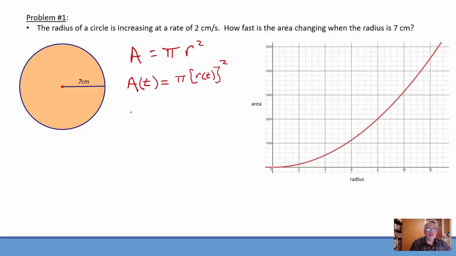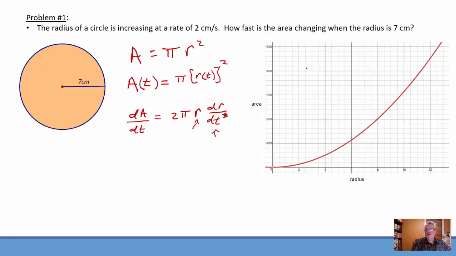All right, so let's do it. Let's find the derivative with respect to t. So the derivative of A would be dA/dt, and it equals 2 pi, it'd be r of t to the first power, so I'm just going to write r, times the derivative of the inside function, which is dr/dt. No t prime, just dr/dt. Okay, so this is a formula for calculating the rate of change of the area. And it depends on two things. It depends on r, and it depends on dr/dt.